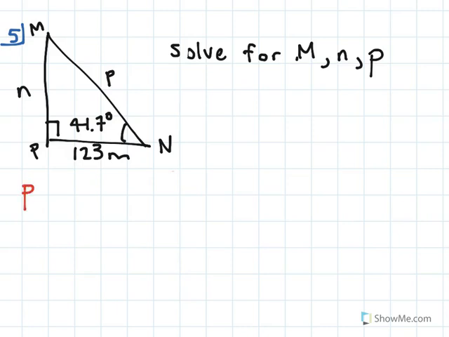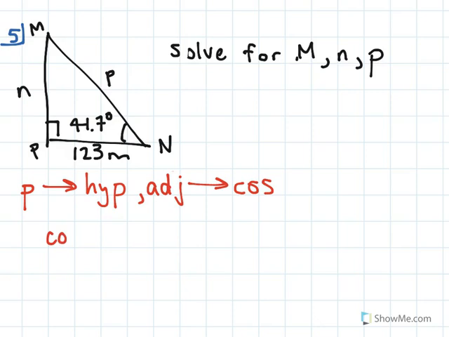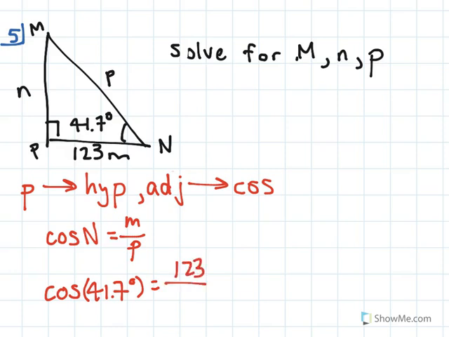Okay, so we still need to solve for P. P is our hypotenuse, and we still know an adjacent side. So the trig function that deals with the hypotenuse and the adjacent is cosine. So we're going to use cosine to solve for our side P. We know that cosine of the angle equals adjacent over hypotenuse. So we can plug in our values that we know. Cosine of 41.7 degrees, we know M, which is 123, and we're solving for P.